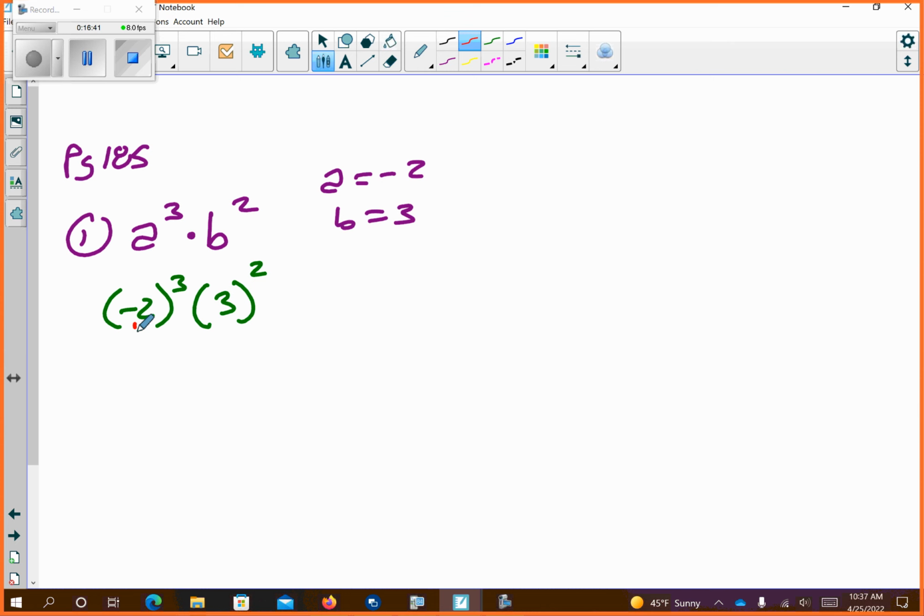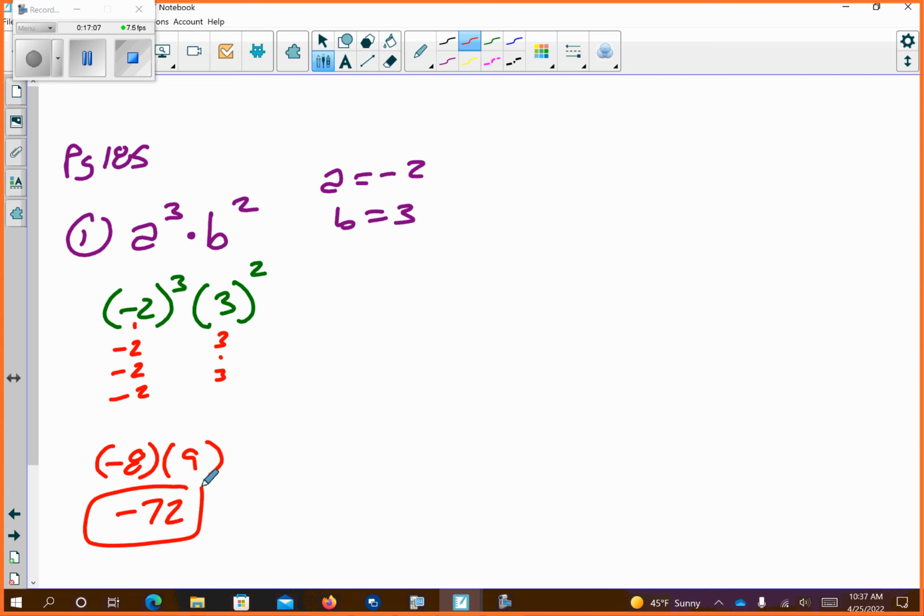So -2 times -2 is +4. +4 times -2 is -8. And then 3 times 3 is 9. -8 times 9 is? Giddy up. And it's okay if you show those steps. A lot of people are like, oh, you don't want to show that step. Why? It's not showing the thought process.